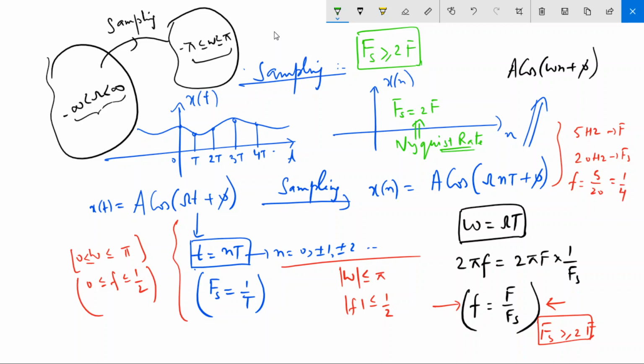So fs equal to 2f means you are sampling the signal at the Nyquist rate. If you satisfy this criterion, the discrete signal that you obtain after sampling has a frequency always less than pi. It means there are no alias frequencies. You are getting a unique signal. But if fs is less than 2f, in that case you will get alias components. So let me take one example on this.